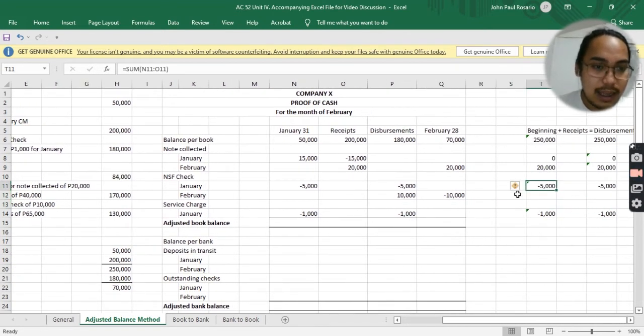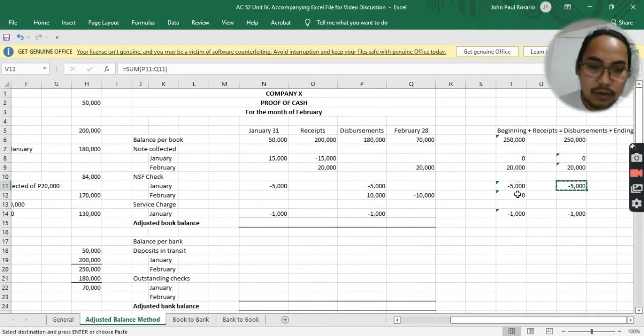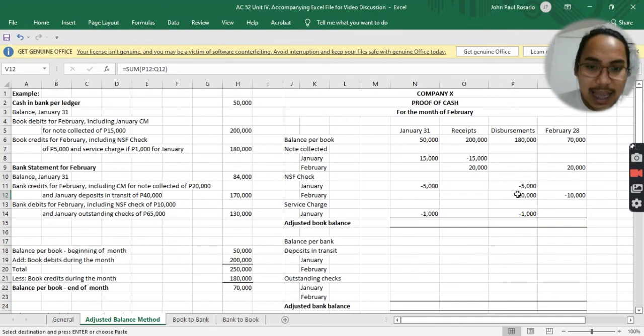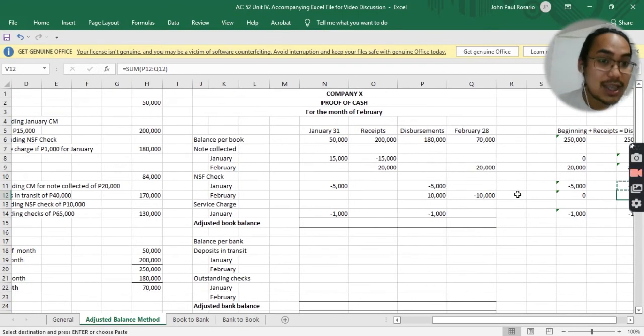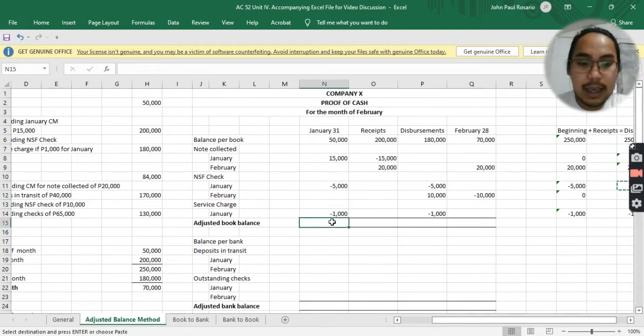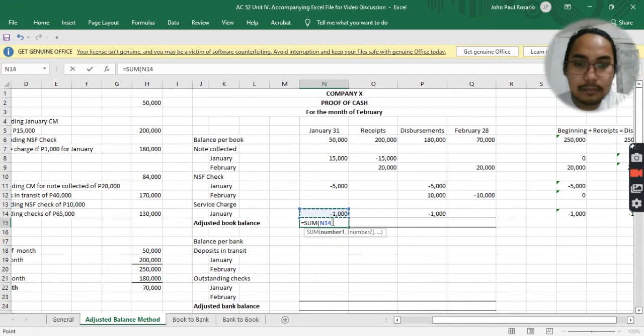So, to check the consistency of our kanang equality, so 0 and then 0. So, maintain yapon siya. So, with that, let's compute muna, no? Let's compute muna for our adjusted book balances when it comes to January, the receipts for February, disbursements for February, and then the ending balance for February. Okay, so equals sum.